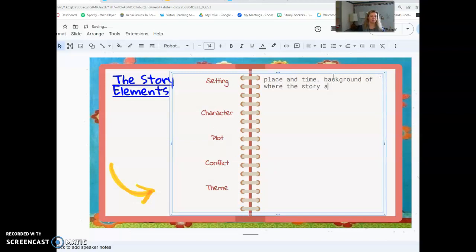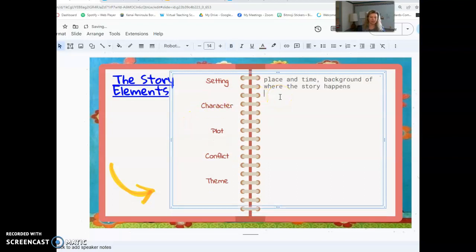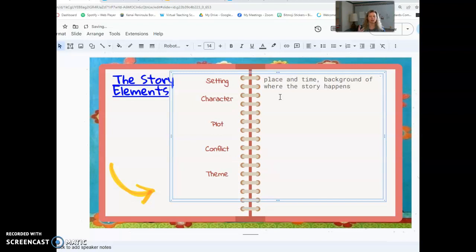So background might be the type of people that are there. People can be part of setting if they're not really characters and acting, but they're just kind of background characters, or people that are just in the town or the space that the story is happening. Those would also go into setting. Okay.